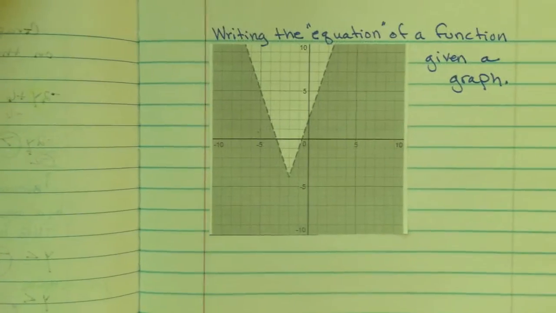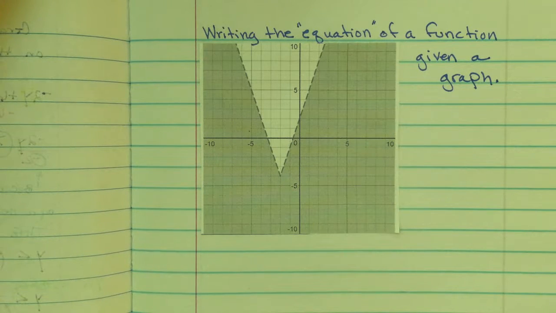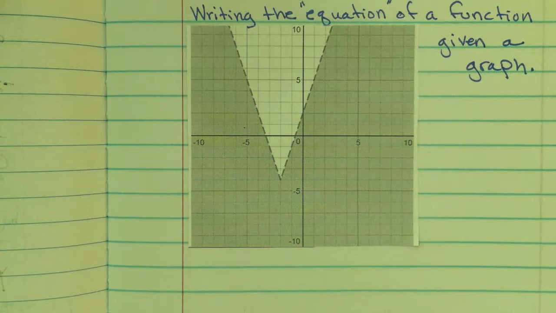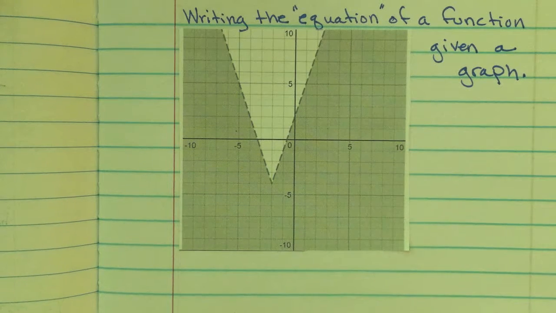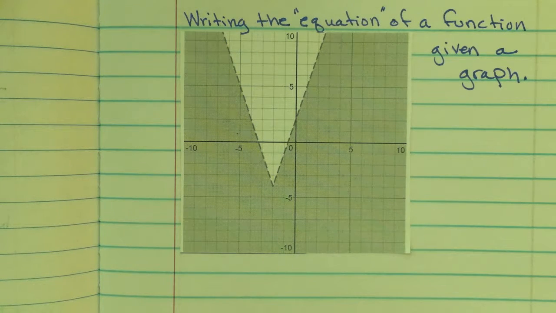Today's video we're going to be looking at writing the equation of a function given a graph. Actually, this is an inequality. The same sort of thing would happen if you were doing an equation, except you don't have to worry about the area of shading. So the first thing we need to ask ourselves is, what kind of function is this?